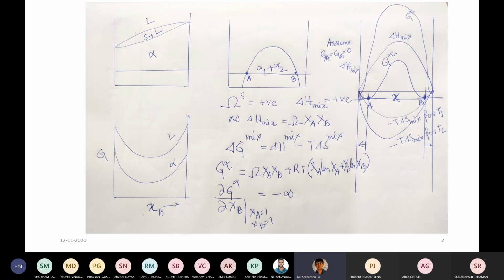Which you see here, and the moment you see a curve like this, I can say that this kind of scenario is happening due to del G by del XB. Now we have to understand the common tangent phenomenon. If you see this curve, at different points there is a common tangent you have to draw, in order to get the equilibrium phases and particular compositions.